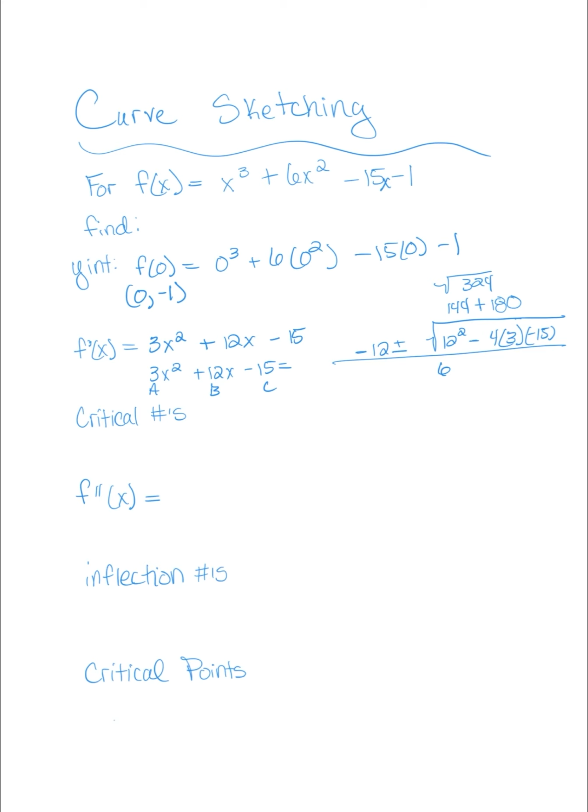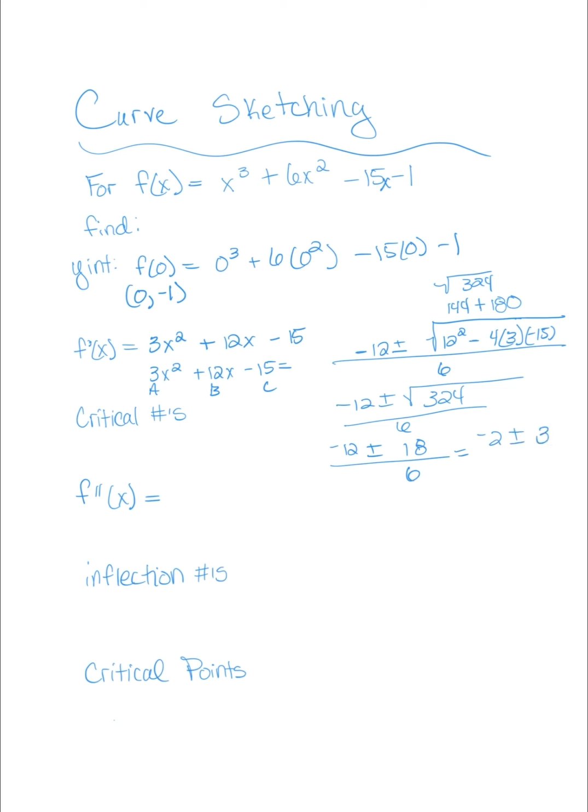So then we're going to have negative 12 plus or minus the square root of 324, which is awesomely 18, a perfect 18, over 6, which is going to be negative 12 plus or minus 18 over 6. So it's easier, I think, to break this into two equations. We're going to have negative 12 over 6, which is just negative 2, plus or minus 18 divided by 6 is 3.